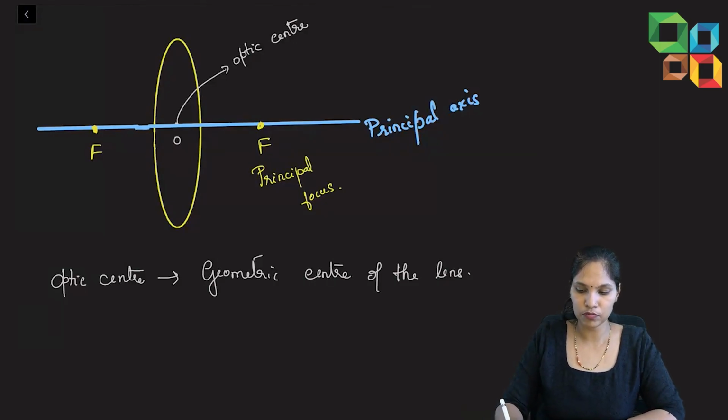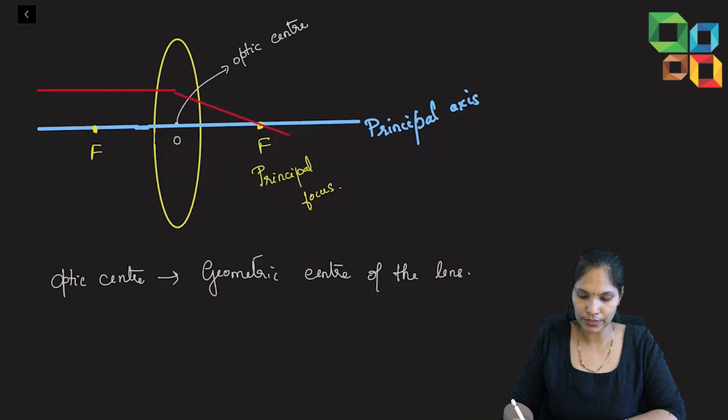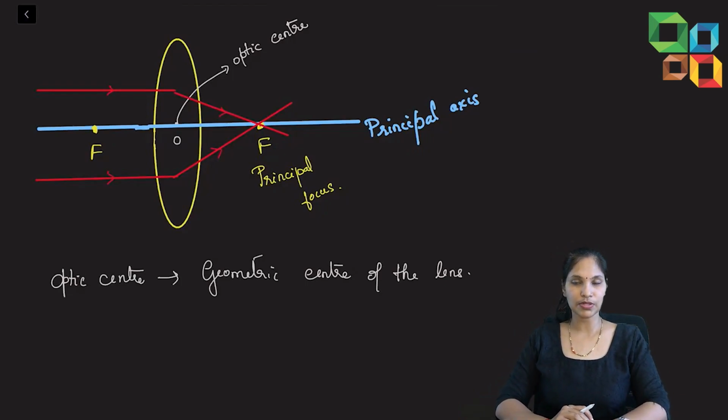So what is that principal focus? A ray of light which is parallel to the principal axis, like this, after refraction through the lens, is found to pass through that point. Such a point we call the principal focus. Any ray you take, but the ray should be parallel to the principal axis, is always found to pass through that point, and that point we call the principal focus.